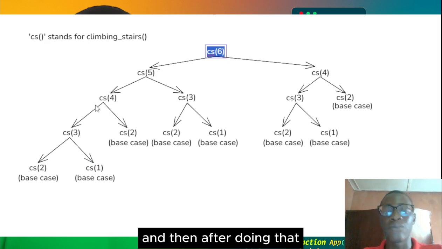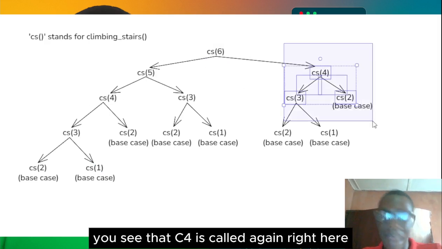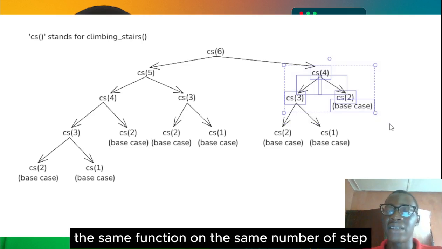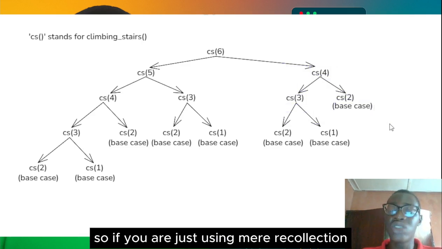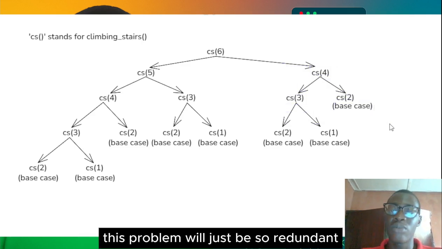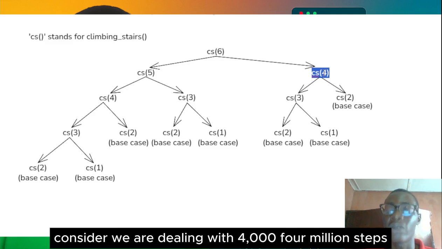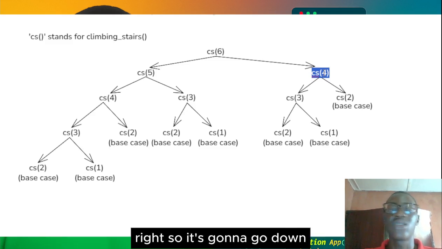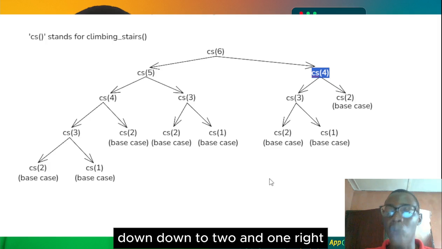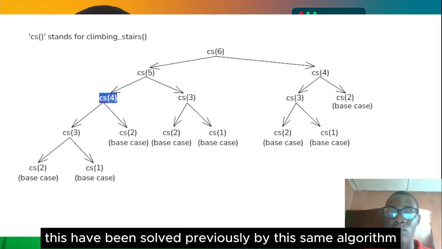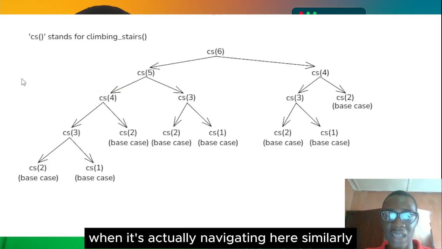After doing that, you see that C4 is called again right here, meaning that we are repeatedly calling the same function on the same number of steps. So if we are just using mere recursion, this problem will be very redundant, because consider these are not small numbers. Consider we are dealing with 4,000, or 4 million steps, right? It's going to go down to 2 and 1, right? Meanwhile, these have been solved previously by this same algorithm when it was navigating here.